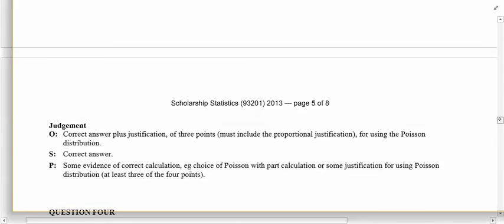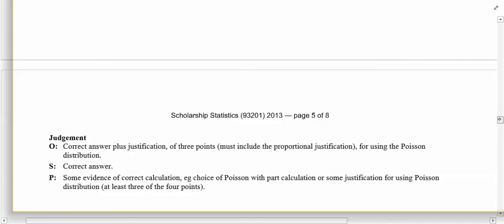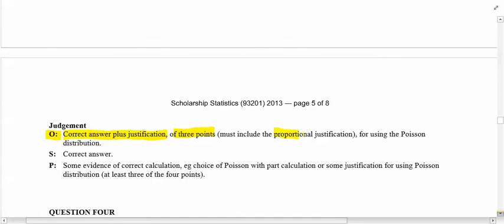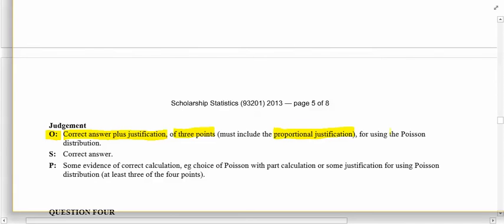And judgment. So this question, you could get up to outstanding level 1. O for outstanding: correct answer plus justification of 3 points. So that means out of the 4 conditions needed to use the Poisson distribution. So if you stick to RIPS, R-I-P-S, you always will cover those 4 points. Okay, for using the Poisson distribution, must include proportional justification.